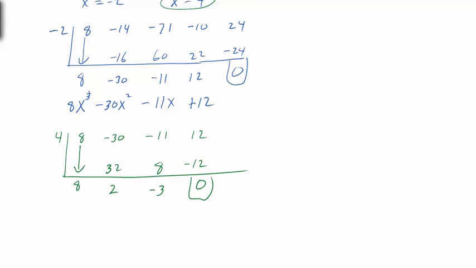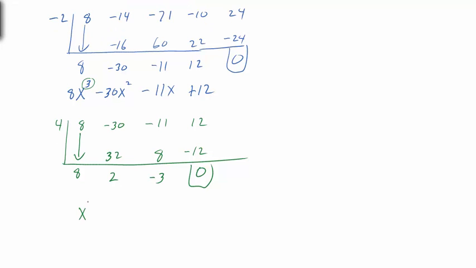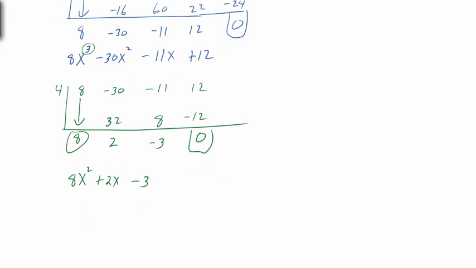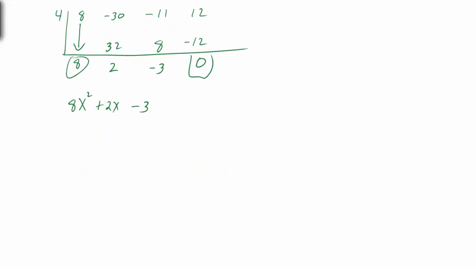Well, now we started with x cubed, so we're going to decrease that once again by 1. So we now have x squared, and our first number is 8. So we have 8x squared plus 2x minus our 3. Now at this point, we have a nice trinomial that we can factor, so we could easily factor this hopefully.